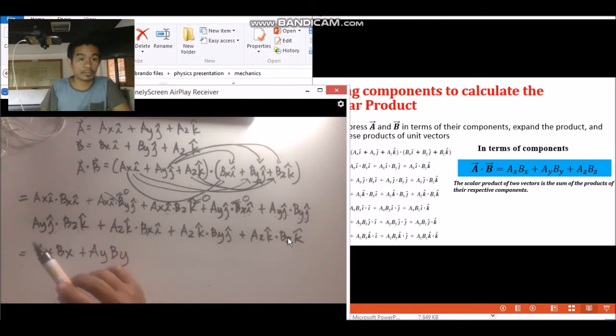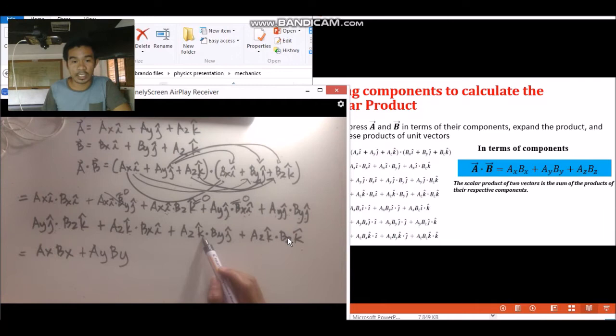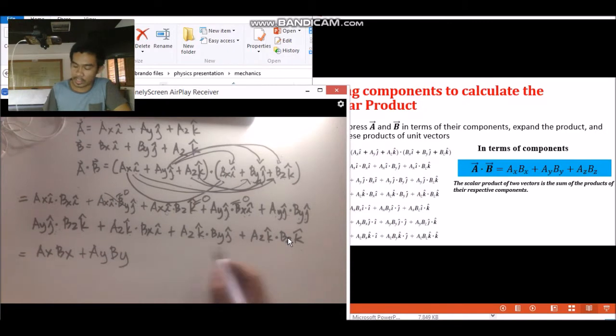Next, j hat dot k hat. These two vectors are perpendicular, then the scalar dot product is 0. How about k hat and i hat, they are perpendicular to each other, so the scalar dot product is 0. k hat and j hat, they are perpendicular to each other, then the scalar dot product is 0. How about k hat dot k hat? They are parallel. The angle between them is 0, so cosine 0 is 1, then we have times az times bz, so plus az bz.